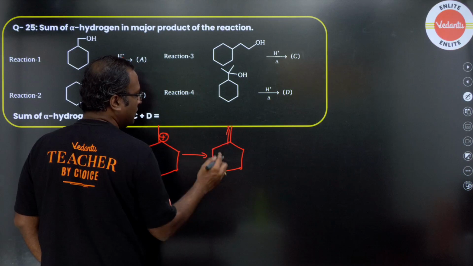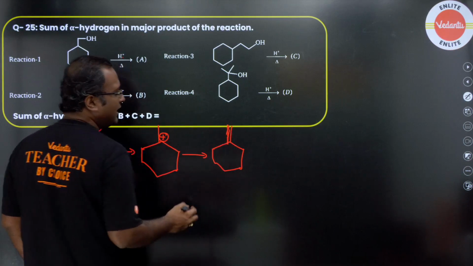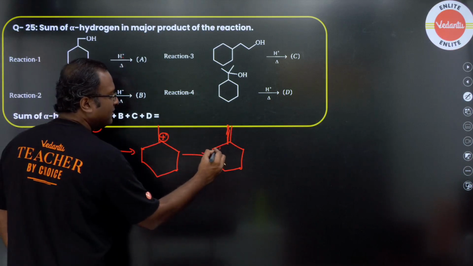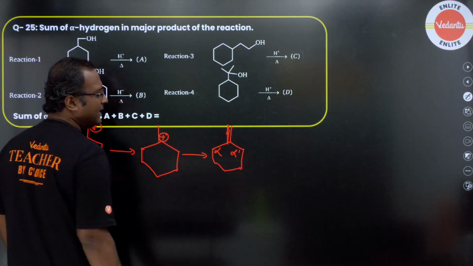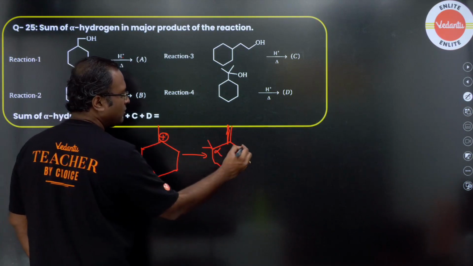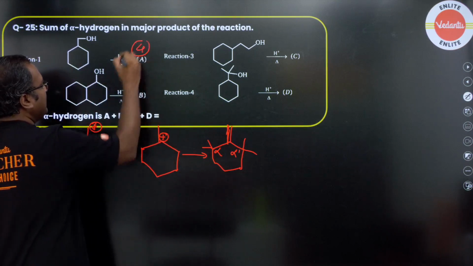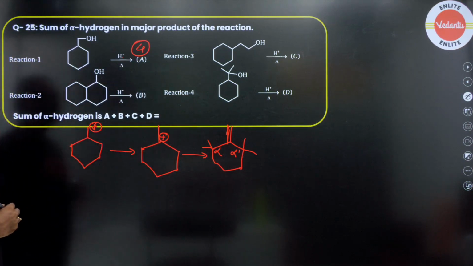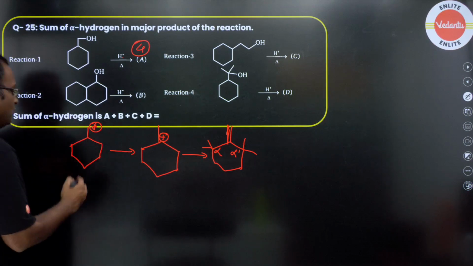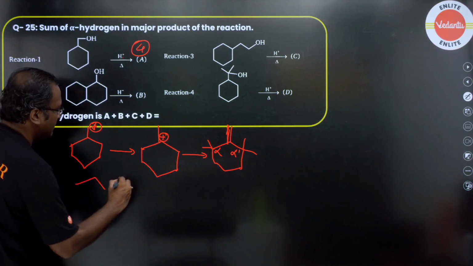Now for this alkene, how many alpha hydrogens do we see? This is one alpha position, this is one alpha dash position. There are 2 hydrogens here, 2 hydrogens here. So 4 alpha hydrogens are present in compound number A. Let's go for compound number B.